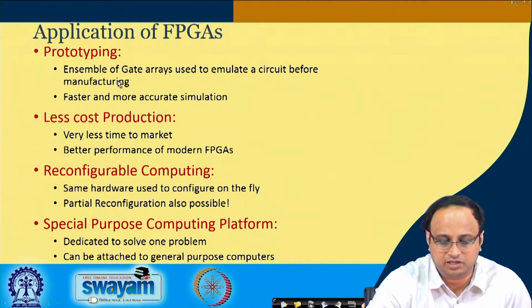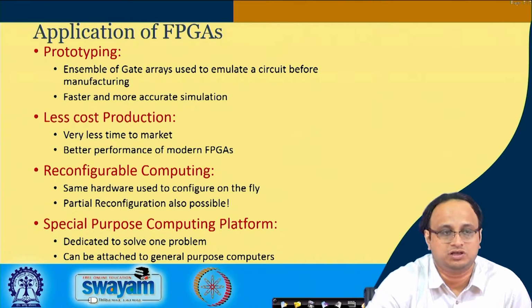Before that, here I have listed some applications of FPGAs. One of the biggest advantages of FPGAs is prototyping. Before going into commercial deployment of an ASIC, as I said, ASIC is costly, you would like to prototype your design and see whether it works fine or not. There is a huge application of FPGAs. The production cost is less, because there is very little time to market. You can get better performance, and modern FPGAs are improving in leaps and bounds. So, the gap between ASICs and FPGAs is getting smaller and smaller.